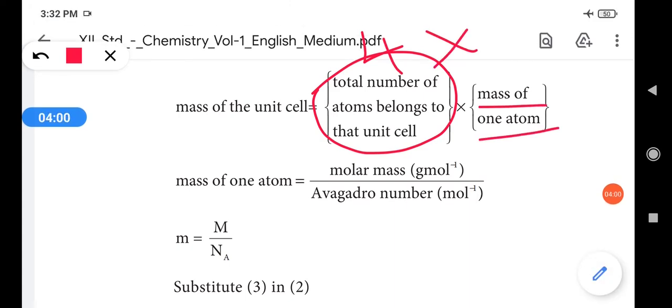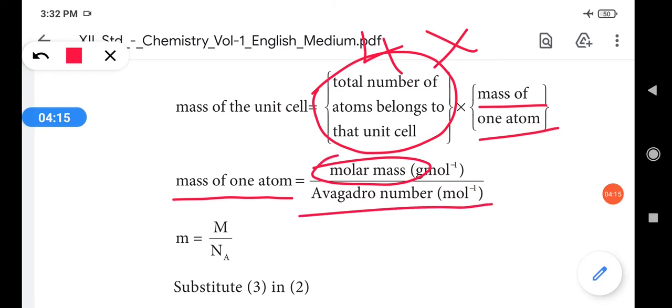Mass of one atom we can calculate. You have done many such calculations in 10th. Mass of one atom is equal to the given mass divided by the atomic mass or molecular mass. So mass of one atom is equal to molecular mass divided by Avogadro number, 6.023 × 10^23. Therefore, mass is equal to M, where capital M is the molar mass taken in grams per mole, and the Avogadro number is per mole.